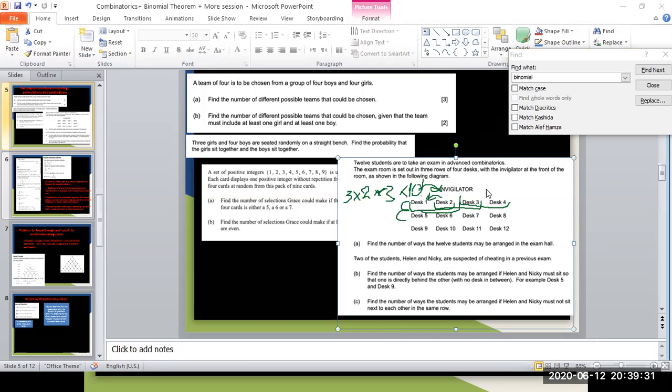Basically, you consider the ways in which they sit in different columns. So for example, you consider all the possibilities where Helen is in column 1 and the other one is in column 3. In other words, they wouldn't be sitting next to each other, or like in column 2 and column 4, or column 1 and column 4. And then you add all these possibilities.